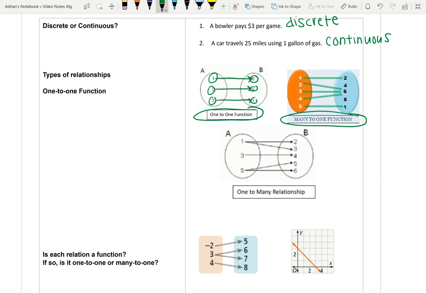Now if you look at a many-to-one function, each line is only going over to one thing, but there are some repeats here. So I have some y values that repeat over here. So if I were to write these as points, I would have 1, 2, and then 2 goes to 6, 3 goes to 6, and 4 goes to 6, and then 5 goes to 1. So I do have some y values repeating. So if my y values repeat, it's a many-to-one.